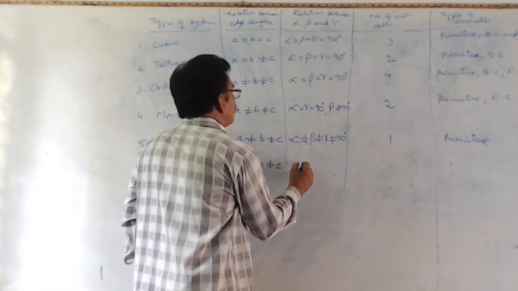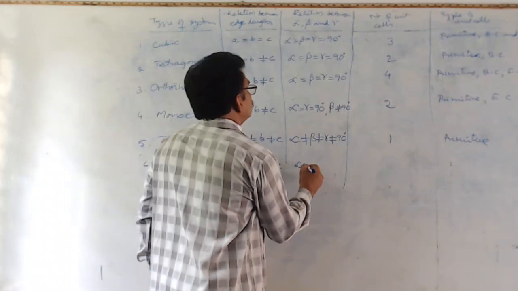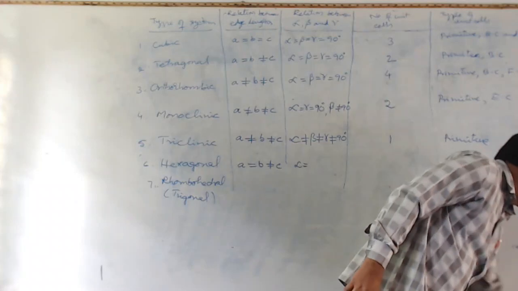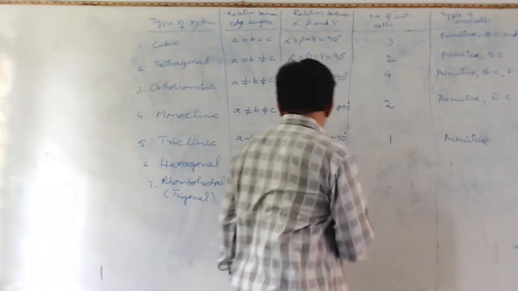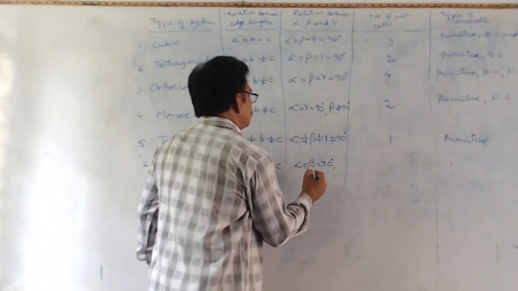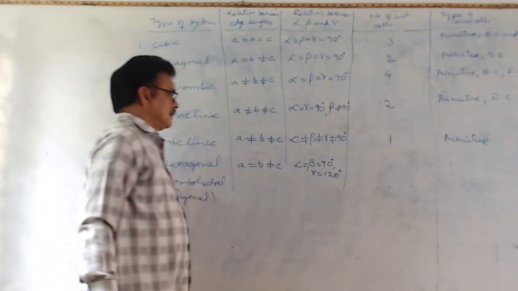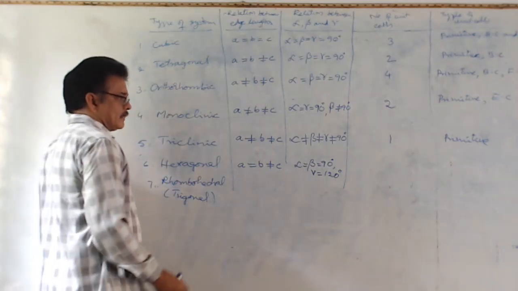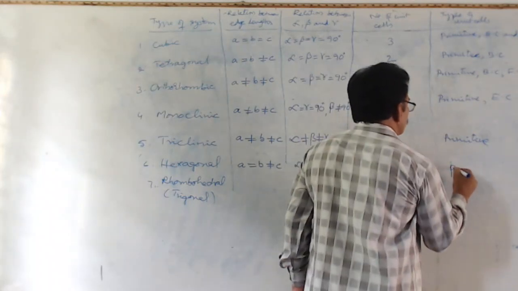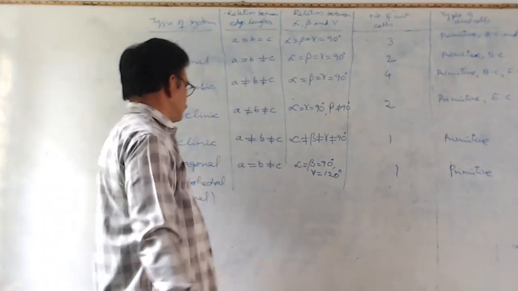And alpha is equal to beta is equal to 90 degrees, and gamma is equal to 120 degrees. Okay. Here also only one unit cell is present. This is also a primitive unit cell.